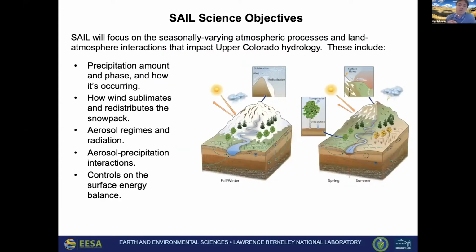SAIL focuses on a number of different processes that impact upper Colorado River hydrology, including precipitation, trying to understand what's governing its variability in amount and phase, and why and how we're seeing that variability, what the processes are that are contributing to that. Looking at wind sublimation, the snowpack and how it redistributes snow, and taking a hard look at the way that aerosols impact this area, both in terms of impacts on radiation and precipitation within the atmosphere and at the surface, and looking at the various controls, radiation, sensible and latent heat, primarily, on the surface energy balance.